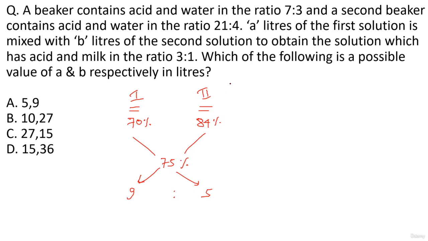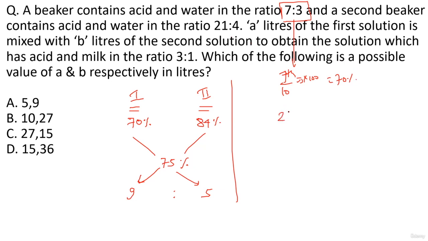Now the problem is the question has given you this exact same data. The percentage data is given, but they have given this to you in ratio format. For example, the first beaker contains acid and water in the ratio 7 is to 3. If acid and water is in the ratio 7 is to 3, can I say acid is 7 by 10th of the solution? Right? 7 by 10th is nothing but 7 by 10 into 100 for percentage. It's 70%, right? Same way, the second solution contains 21 is to 4.